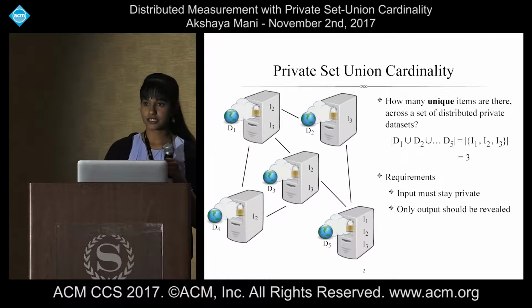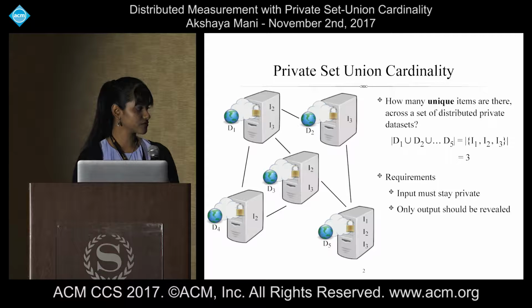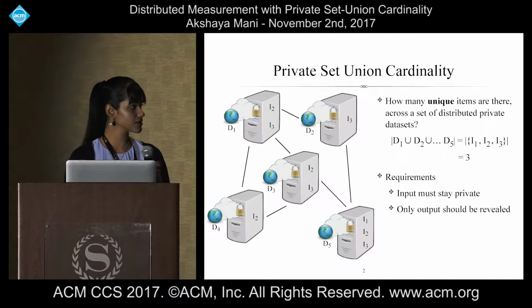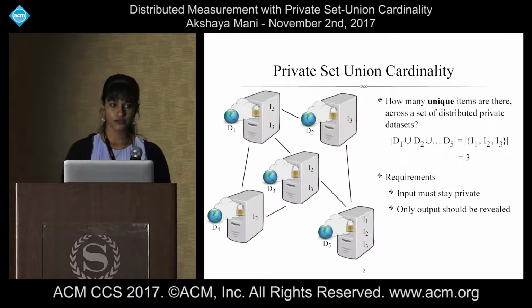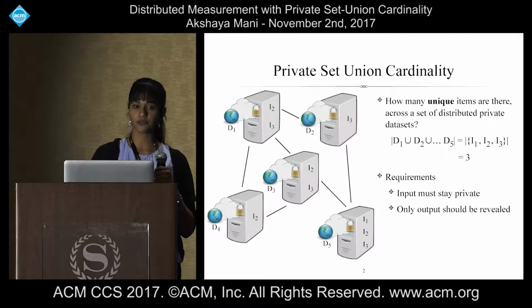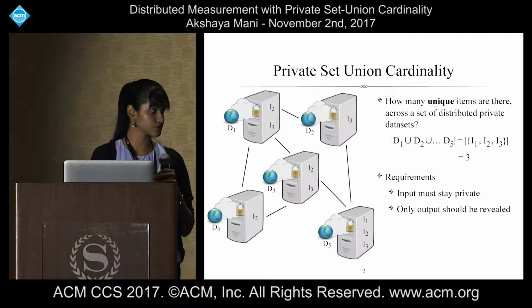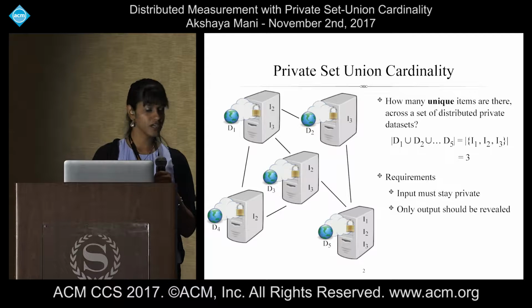So, the private set union cardinality problem. Consider a case where we have, say, 5 nodes in a distributed network, and it has private data sets. For instance, D1, D2, D3 are all private data sets, and each of them has a few items. D1 has items I2 and I3. In this scenario, we would like to know how many unique items there are across this set of distributed private data sets. For that, we have to find the cardinality of the union of all these data sets, D1 union D2 up to D5, which is the cardinality of the set I1, I2, I3 here, which is 3.